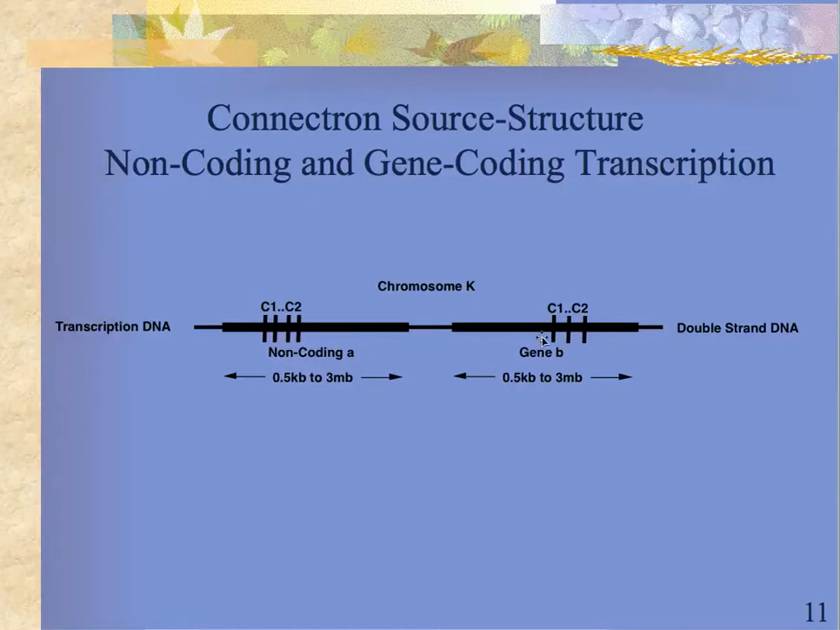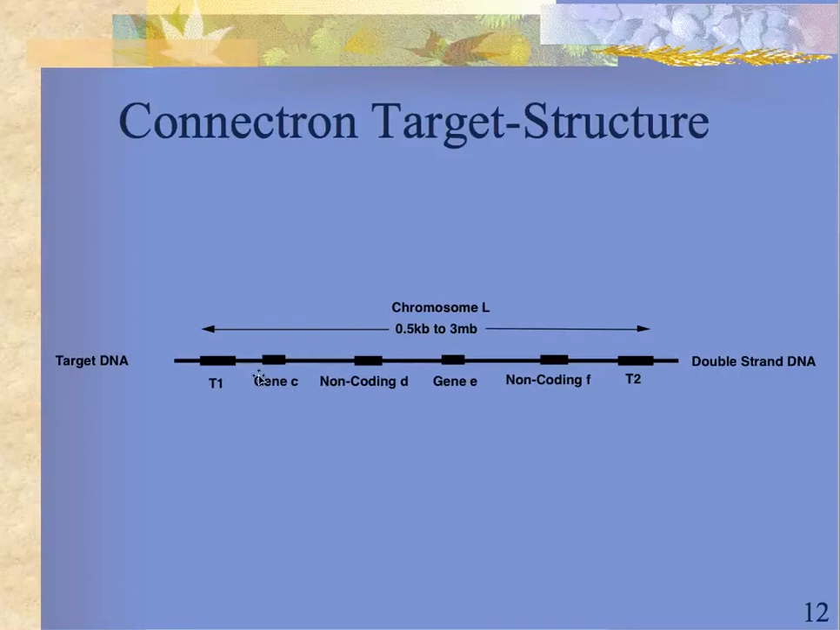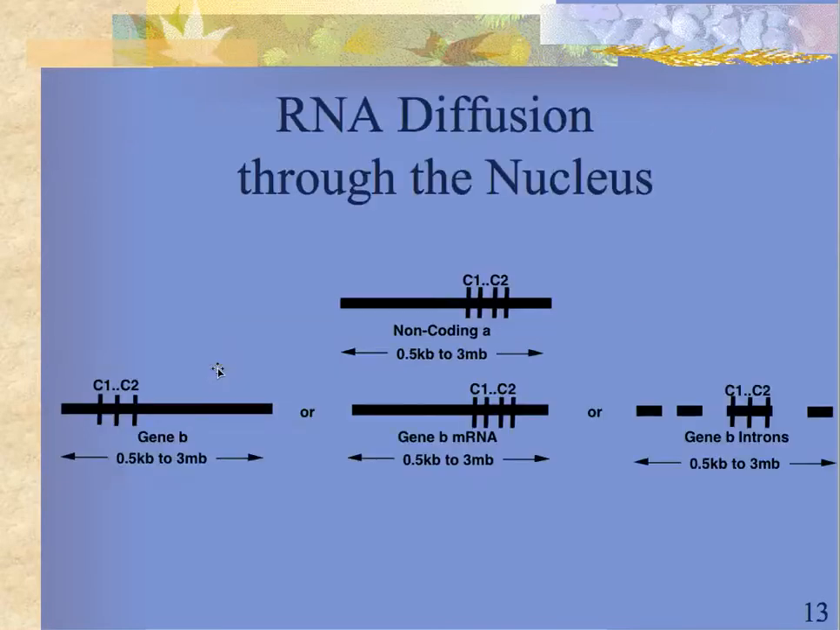You can have a gene coding or a non-coding element, and then 2 signals, C1 and C2, control 1 and control 2, which are normally adjacent to each other but can have mutational gaps in them. And these transcribing elements can be anywhere between half a kilobase and 3 megabases in length. Then on the same chromosome or a different chromosome, you have 2 distinct sequences, T1, target 1, and T2, target 2, on the right. And in between you can have any collection of gene coding elements or non-coding elements, or nothing. And these are the things that are going to form the loop.